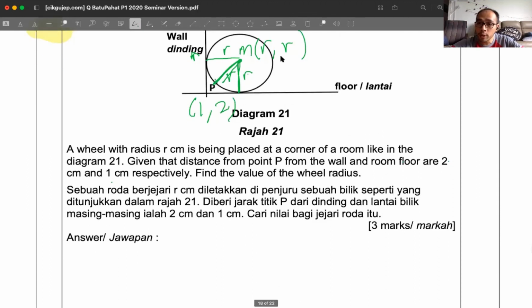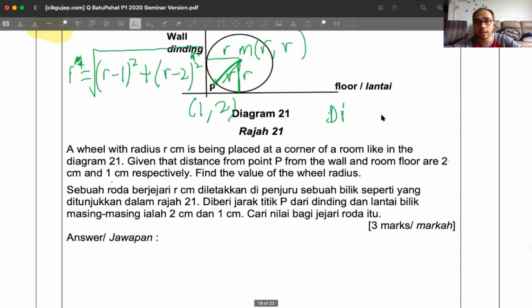So if I put this into the distance formula, R squared equals (R minus 1) squared plus (R minus 2) squared. Sorry, you know what? I'm not going to use squared, I'm going to use R. The formula is: distance equals the square root of (x2 minus x1) squared plus (y2 minus y1) squared. This is the distance formula.